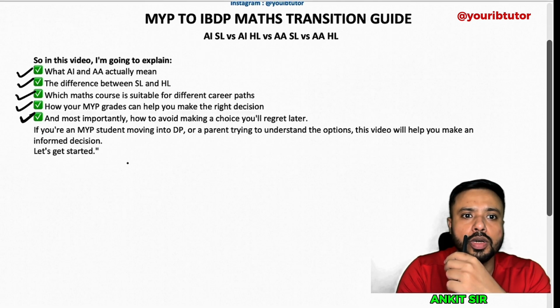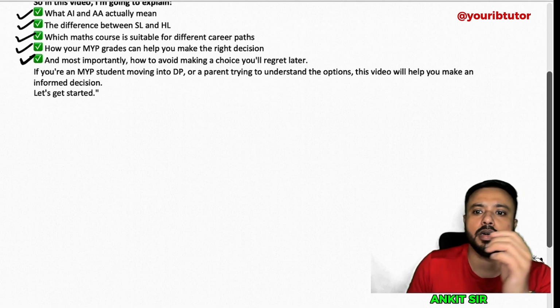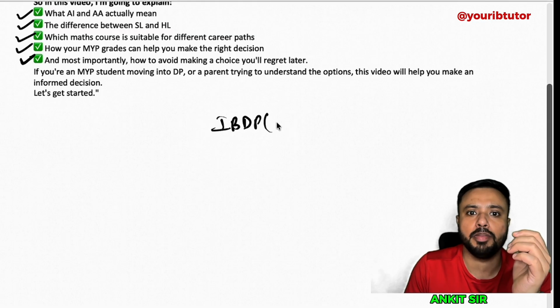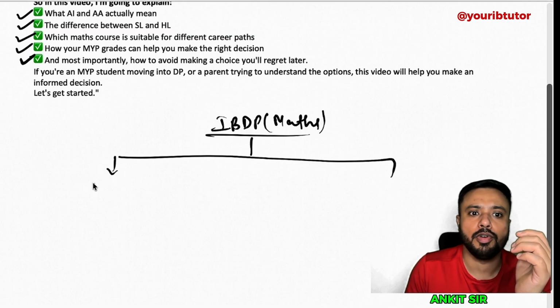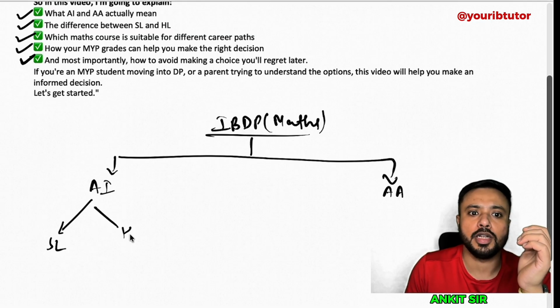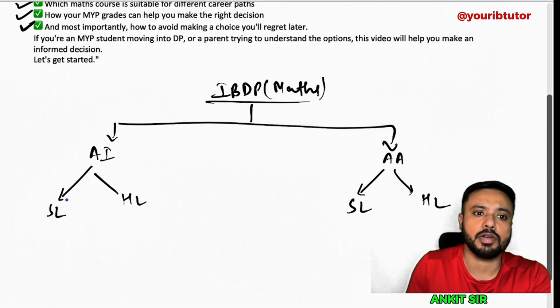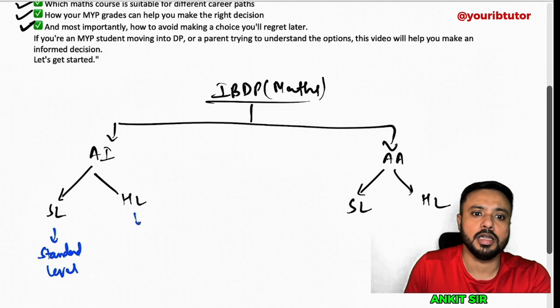Before I explain the career pathways, let's understand the different pathways IBDP offers in mathematics. IBDP maths provides you two types of mathematics. One is AI and another one is AA. AI also has two streams, one is SL, another one is HL. AA also has SL and HL. SL basically means standard level and HL means higher level. So I'll just write it here. SL is standard level and HL is higher level.